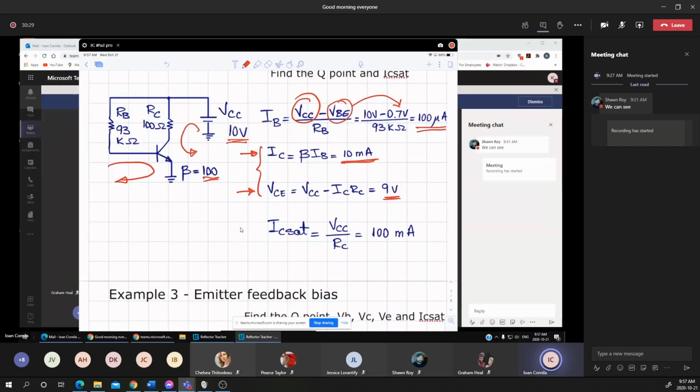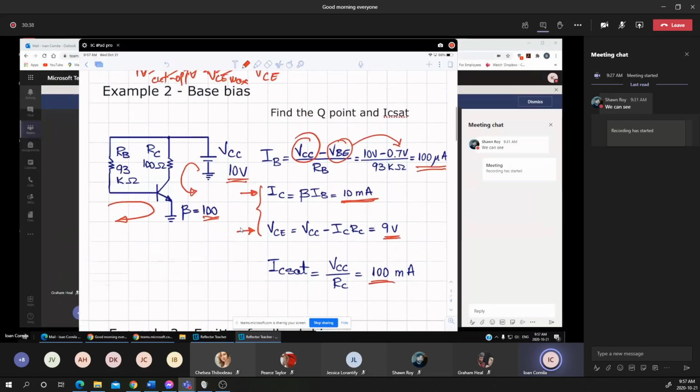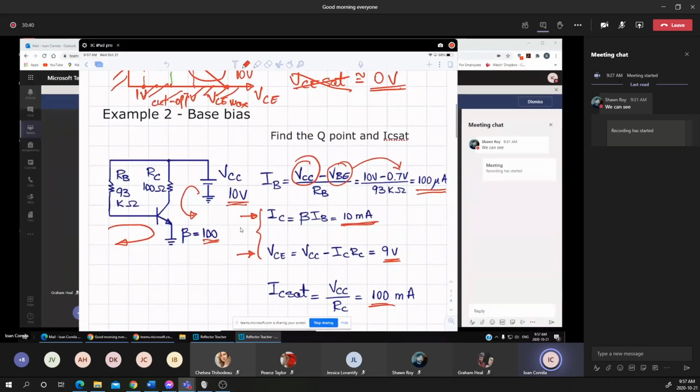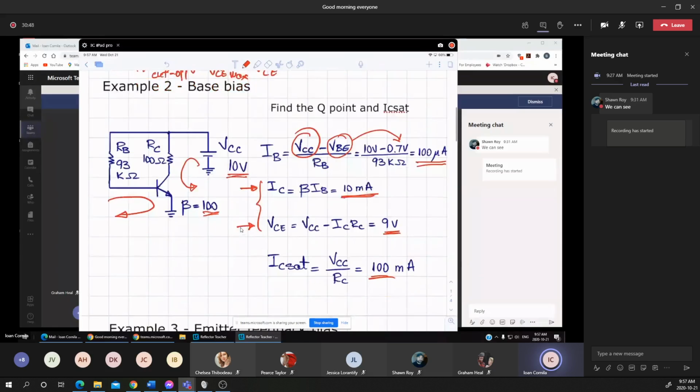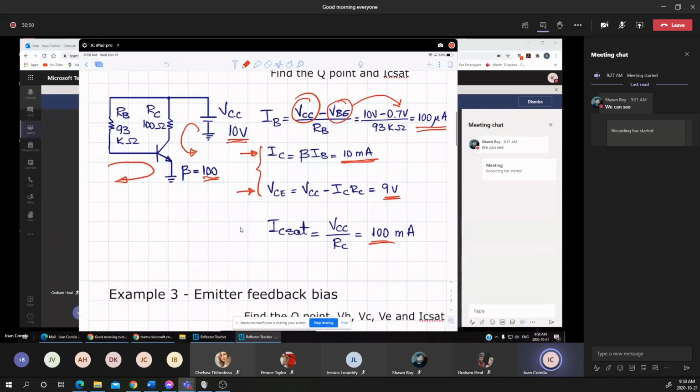Saturation current, the same equation, nothing is changed on the output loop, the VCC over the RC, which makes the current 10 amps. I mentioned the advantage of this circuit: it is very simple. It uses a single voltage source. That's another advantage. The biggest disadvantage of this circuit is that it is beta dependent.